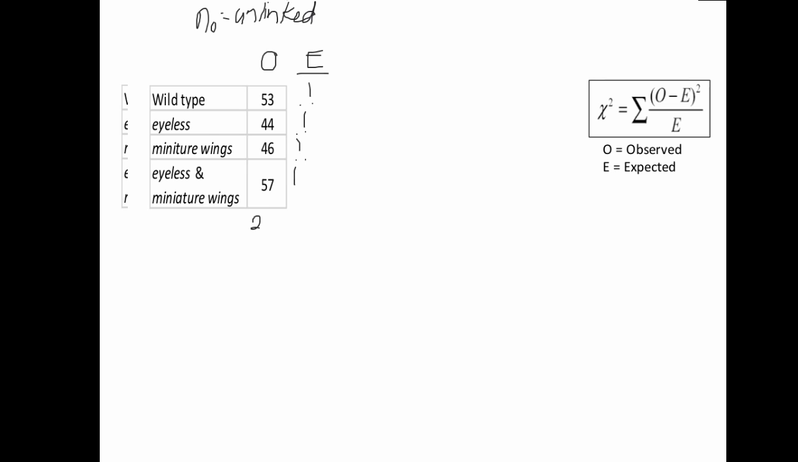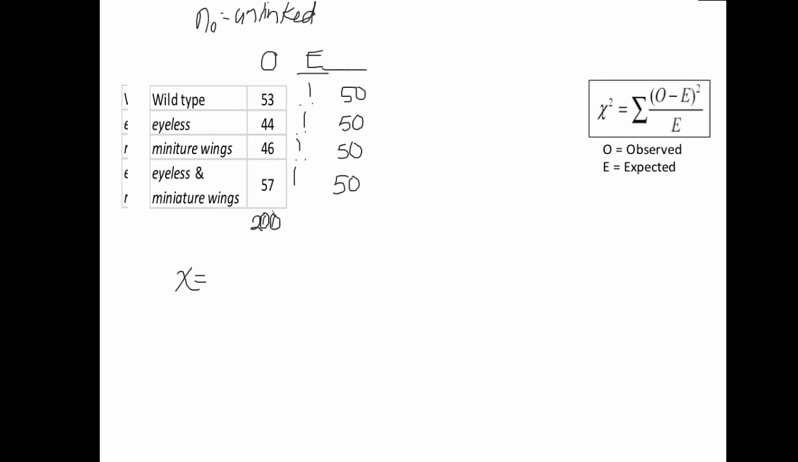And since we have a total of 200 progeny, in this case, we would expect to see, if these are truly unlinked genes, 50 progeny for each class. So this is our expected. Okay. So let's calculate chi-squared then.